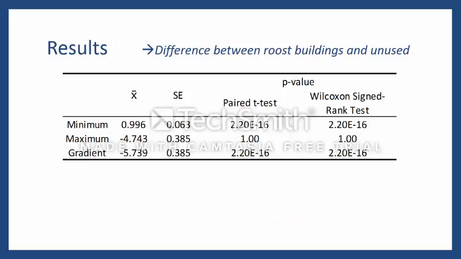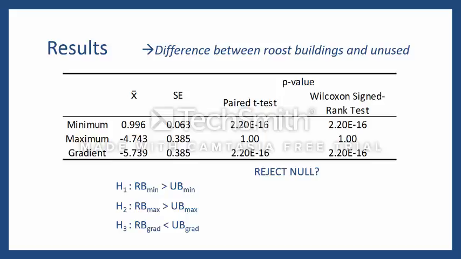So getting into results, these are the minimum, maximum, and temperature gradient differences between roost buildings and unused buildings. The differences are what's being used in the tests, the paired t-test and the Wilcoxon signed rank test, which are both based on paired observations. Relative to our alternative hypotheses, it's just kind of interesting that the p-values are basically the same. Some of them are extremely close to 0, and others completely in the opposite direction.